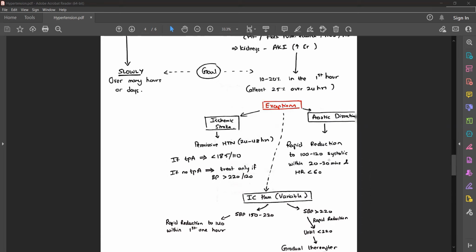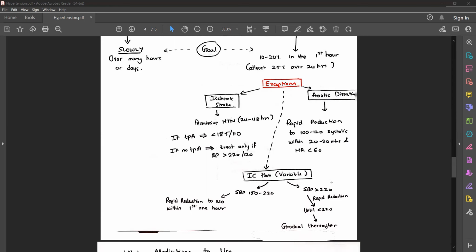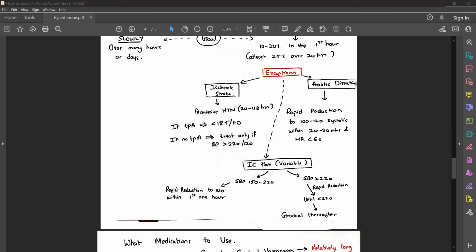Then for aortic dissection, definitely you're going to rapidly reduce the blood pressure to systolic 100 to 120 within the first 20 to 30 minutes and keep the heart rate below 60. When it comes to hemorrhagic stroke, it's variable. The systolic blood pressure, if it is between 150 to 220, you're going to rapidly reduce it to 140 within the first 1 hour. If the systolic blood pressure is more than 220, you're going to rapidly reduce it until it is lower than 220. And then after that, you're going to gradually drop it down. So for hemorrhage, it's actually a multidisciplinary approach. You're going to have neurosurgery, neurologist on board, and then have a discussion about where you would want to keep these patients. But it's very important for you to know the guidelines for ischemic stroke and aortic dissection.